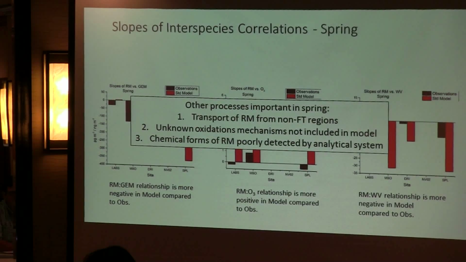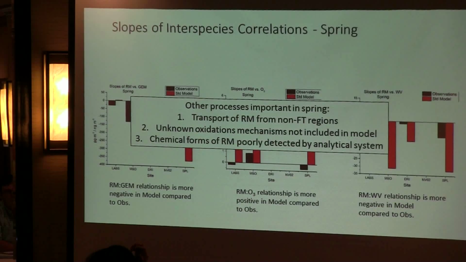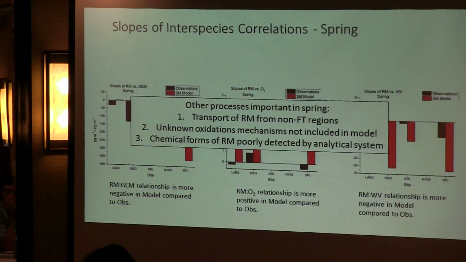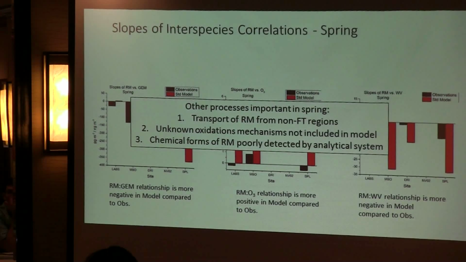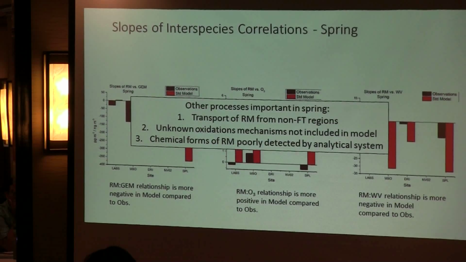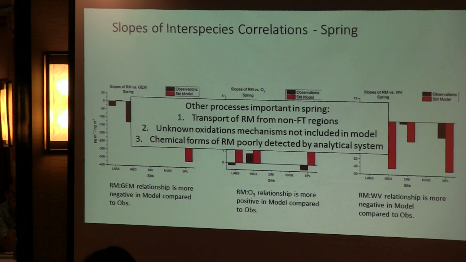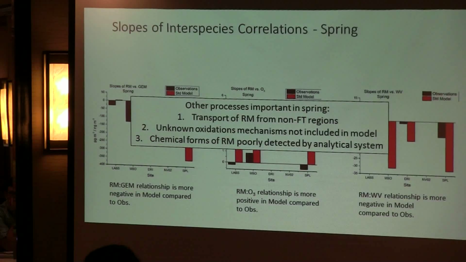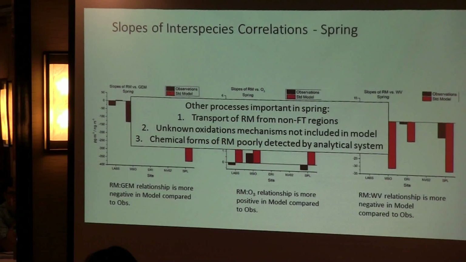So we have some ideas that would need further testing. There could be transport of reactive mercury from non-free tropospheric regions. There could be unknown oxidation mechanisms that were not included in the model. And there could be chemical forms of reactive mercury that were poorly detected by the analytical system.